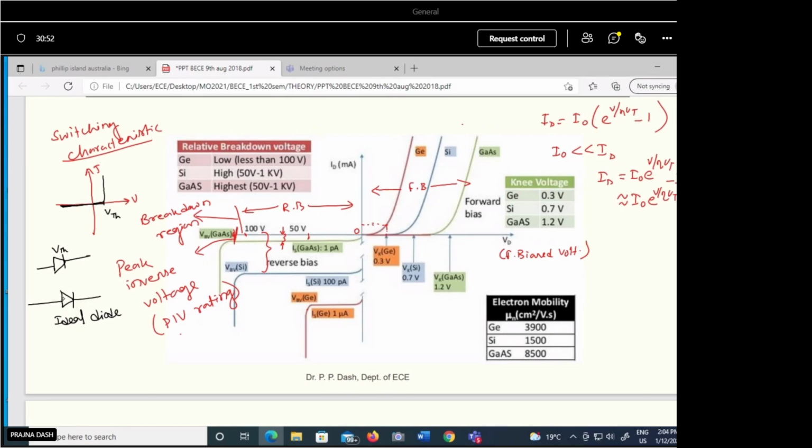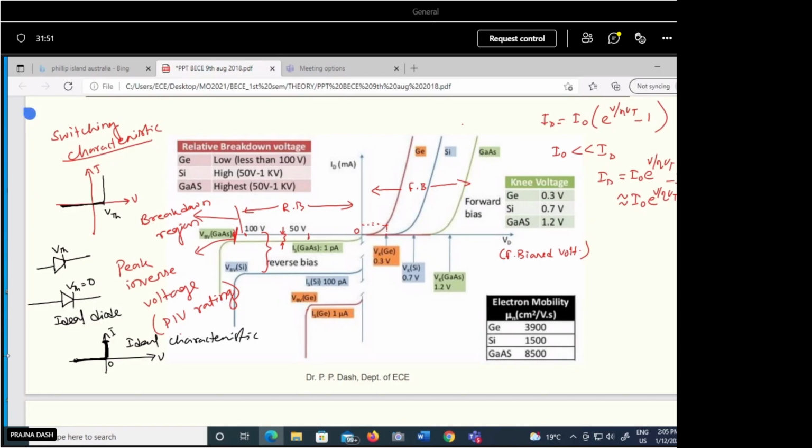Switching characteristics in an ideal diode: usually we assume that the threshold voltage is 0. That means at the instant when the diode just enters the positive side, this is the 0 voltage, this is the V axis and this is the I axis. If the diode enters the positive axis, that means 0 plus, then the diode can carry a significant amount of current, and at 0 minus the current will be almost 0. This is the ideal characteristics of the diode. At the instant we apply the positive voltage, 0 plus, the current increases, otherwise the current is 0. This behavior is called the ideal characteristics of the diode.